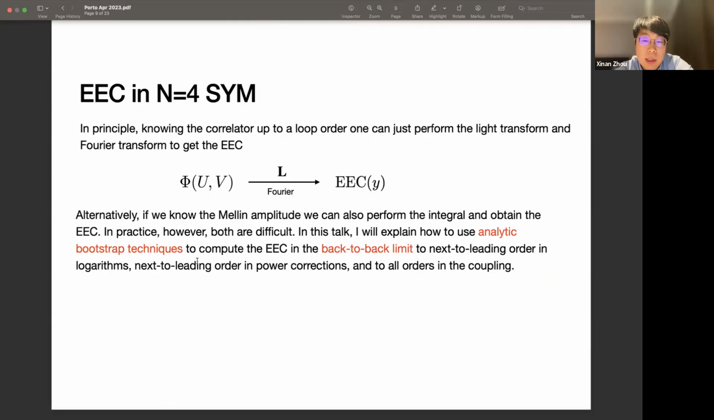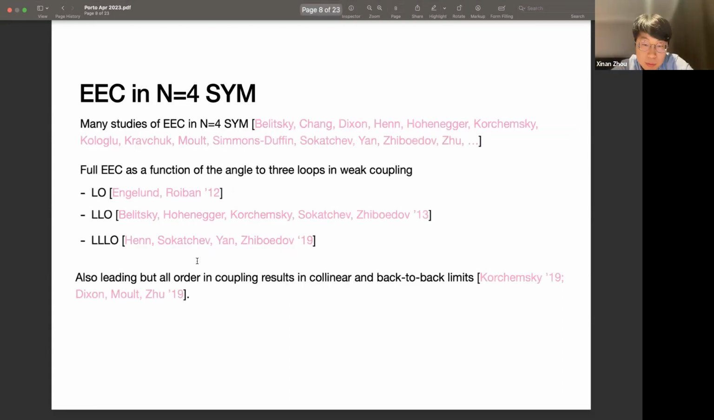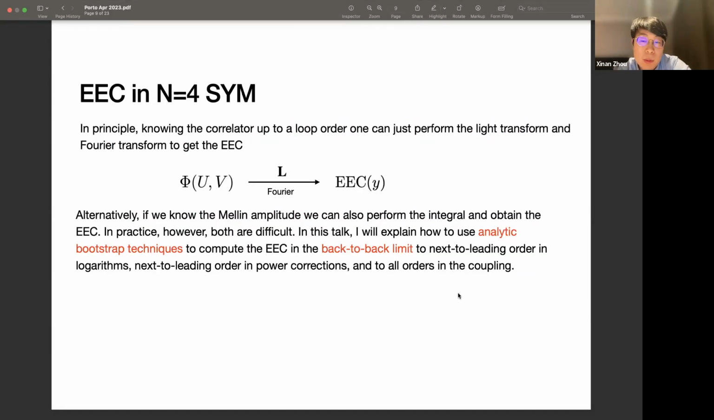And in this talk, I'll make some improvements. Well, not for the full EEC as a function of the angle, but only in this back-to-back limit. And this improvement is possible by using some standard tools in the analytic bootstrap. I'm going to show you how to compute this EEC in this back-to-back limit to the next two leading orders in the logarithmic corrections, and also to the next two leading orders in power corrections. And the result is valid to all orders in the coupling.